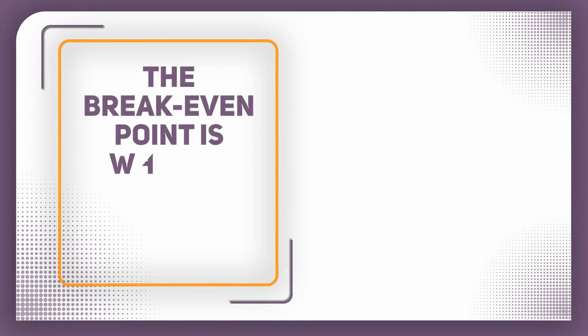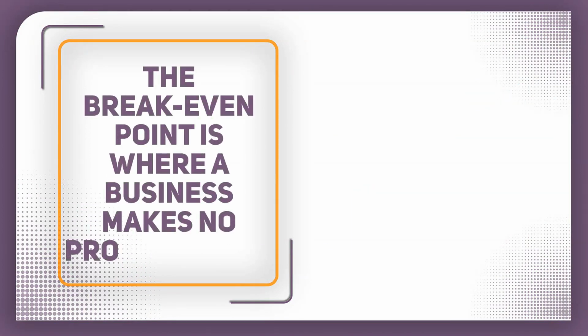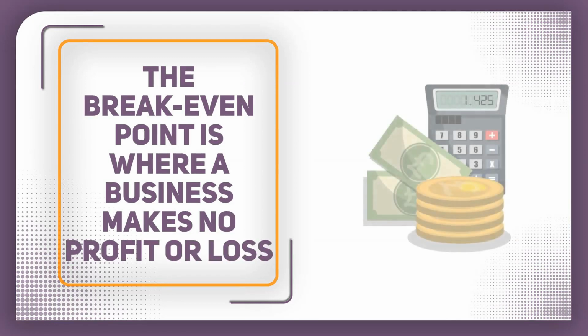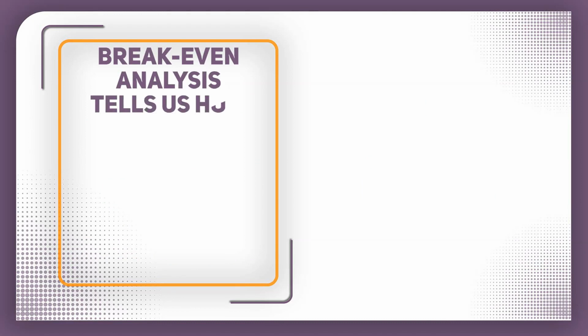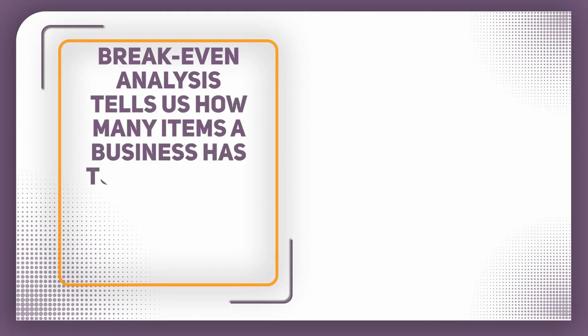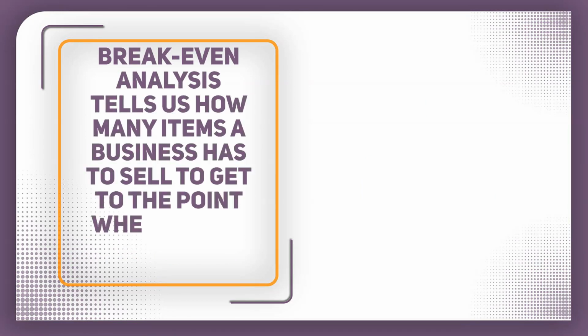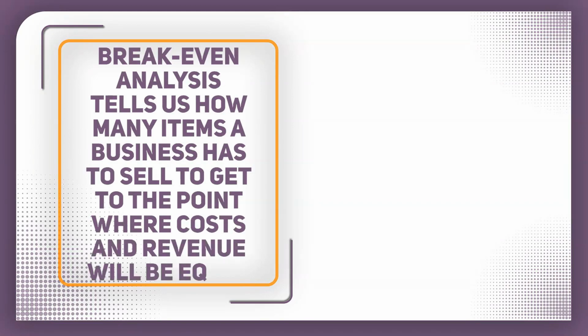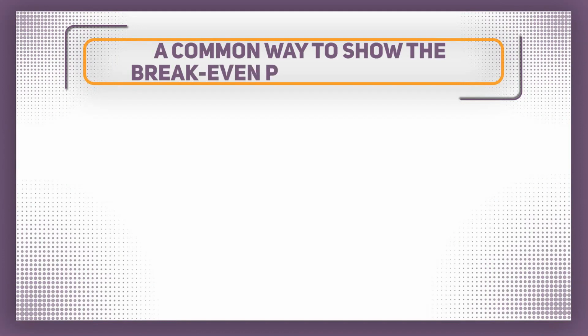As a reminder, the break-even point is where a business makes no profit and they make no loss. They make zero profits. Break-even analysis tells us how many items a business has to sell to get to a point where costs and revenues will be equal. A common way to show the break-even point is on a chart. So let's have a look at an example.